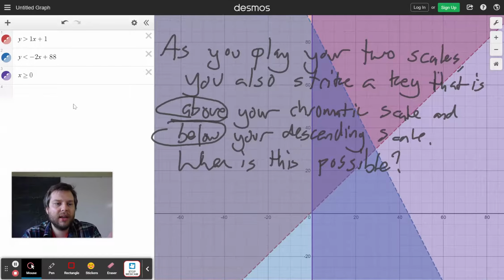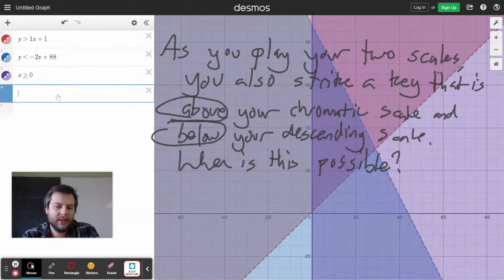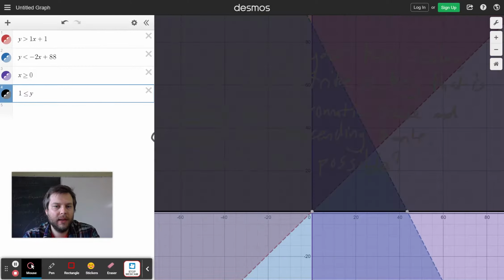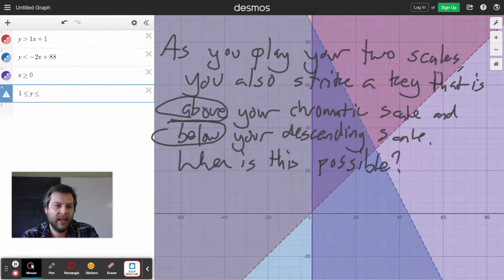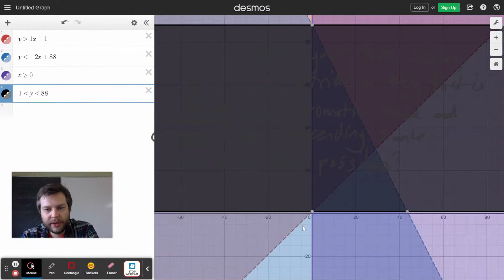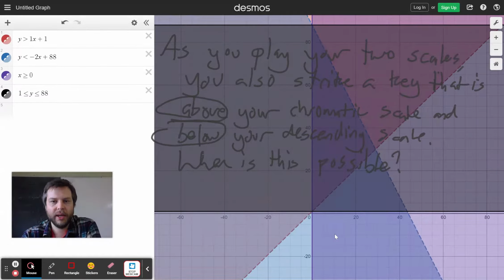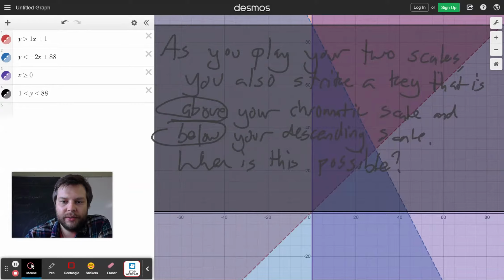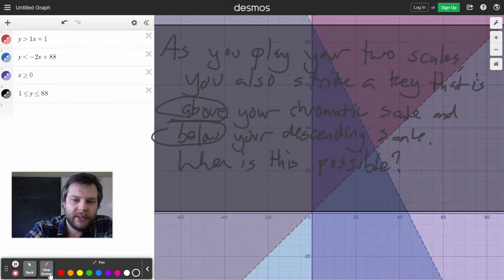I could even add in a couple other inequalities. This is sort of going a little bit above and beyond. But you could say 1 is less than or equal to y, because we have the first key. We can't go below that. That'd be going off the piano. And that's less than or equal to 88 as well. And what you can see is there's one area that has been shaded by all of the inequalities. That is this sort of area that I'm darkening right here.